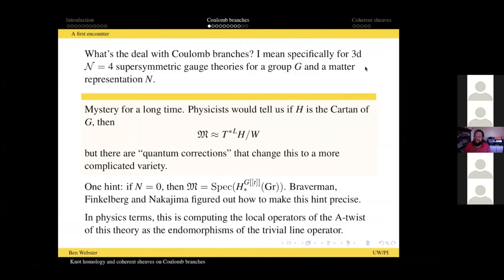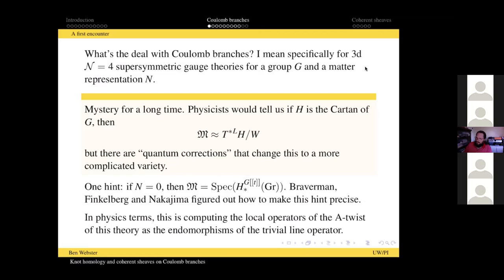Okay, so that's the end of the introduction. 35 minutes into the talk, but that's all right. So let me try to explain a little bit what the heck is going on here. What are these Coulomb branches? Coulomb branch is a more general term in physics. I mean specifically for 3D N=4 supersymmetric gauge theories for a gauge group G and a representation N. For a long time I had been interested in the story about symplectic singularities. Physicists had been telling me that Coulomb branches were an important part of this, but they could never really tell me what Coulomb branches are.